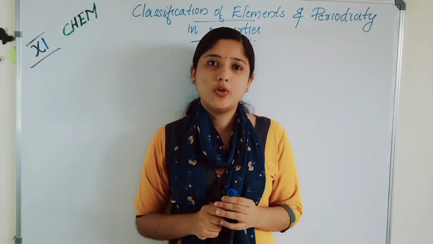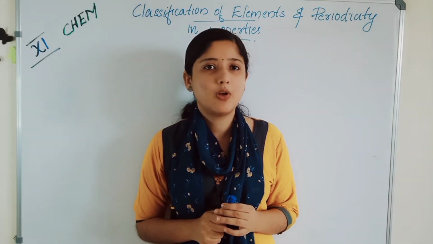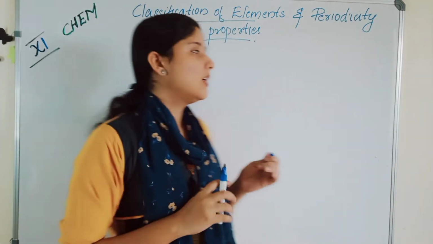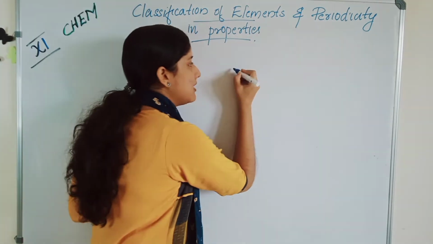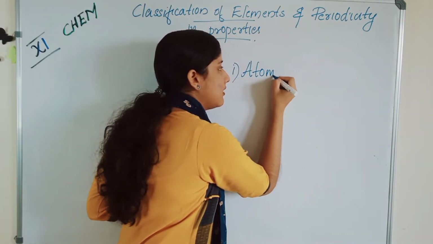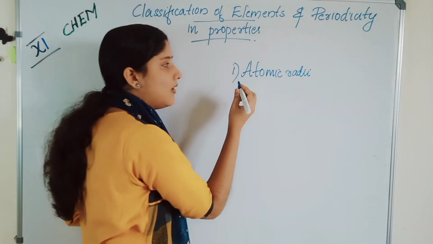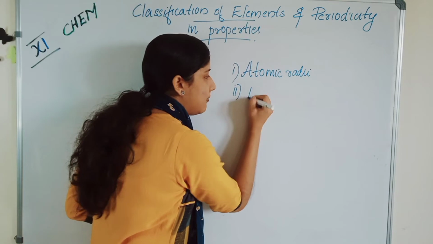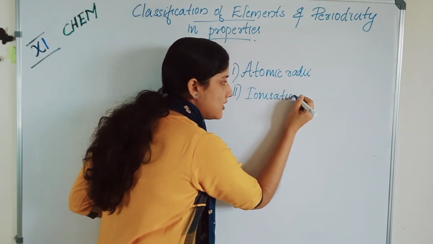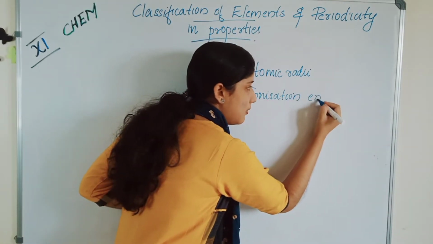Today we are going to study the continuation of the chapter classification of elements and periodicity in properties. We already studied the properties of the periodic table. The first property that we studied was atomic radii. And the second one was ionization enthalpy. Hope you remember what is ionization enthalpy, the unit and the properties. It's important.